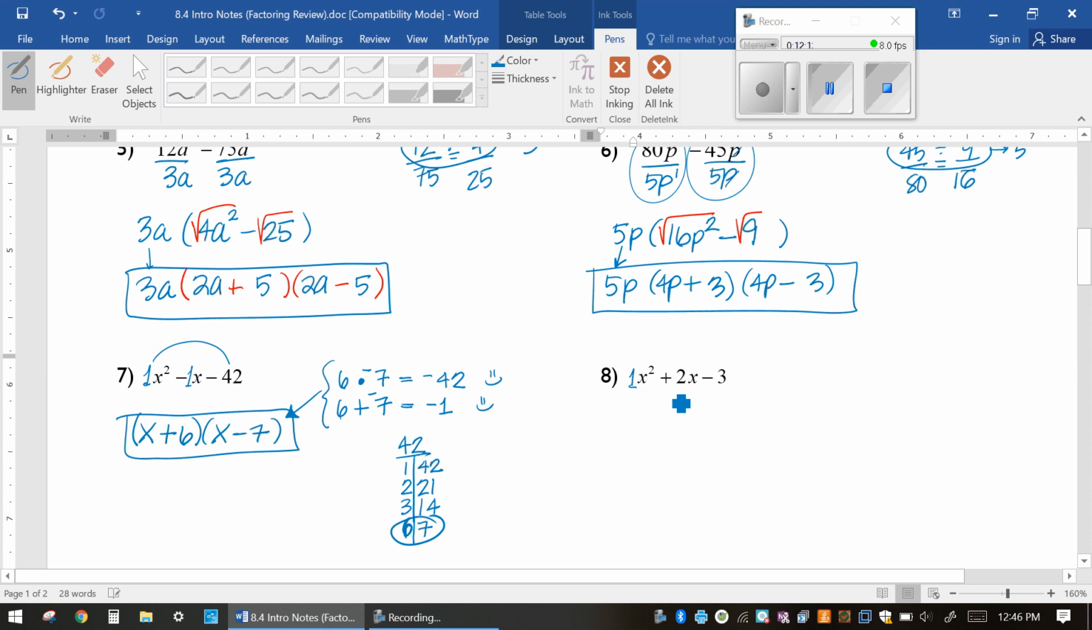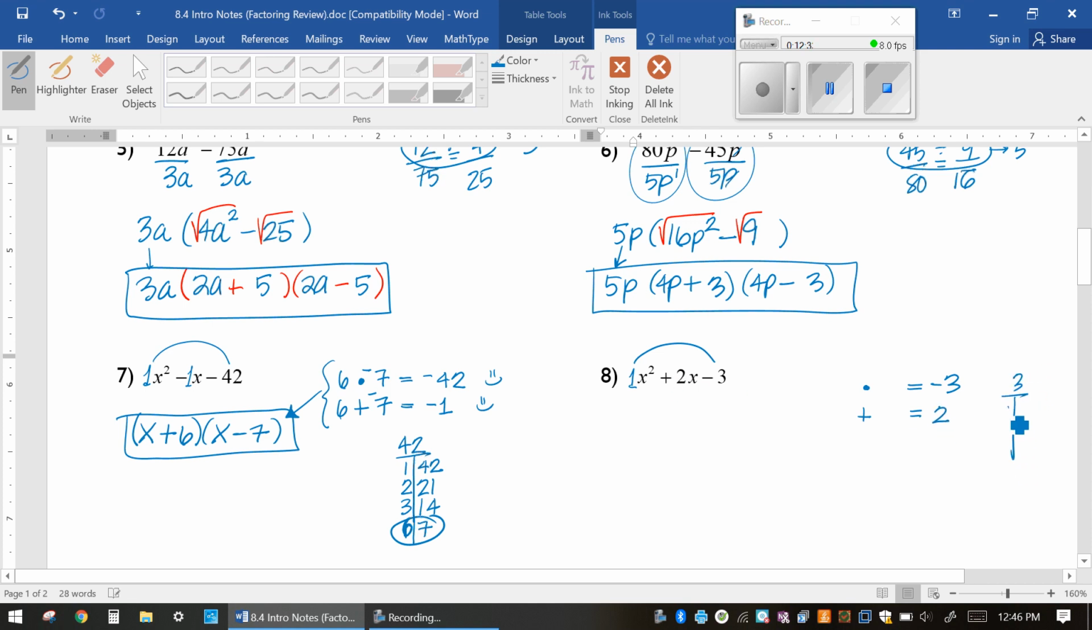Number 8, same thing. If any of the numbers have a 1 as a coefficient, the GCF is not going to be anything bigger than 1. So I check for GCF. The GCF is only 1. Now I'm going to multiply the first and the last number. I get 1 times negative 3 is negative 3. And I need to find two numbers that add to the middle number, which is 2.